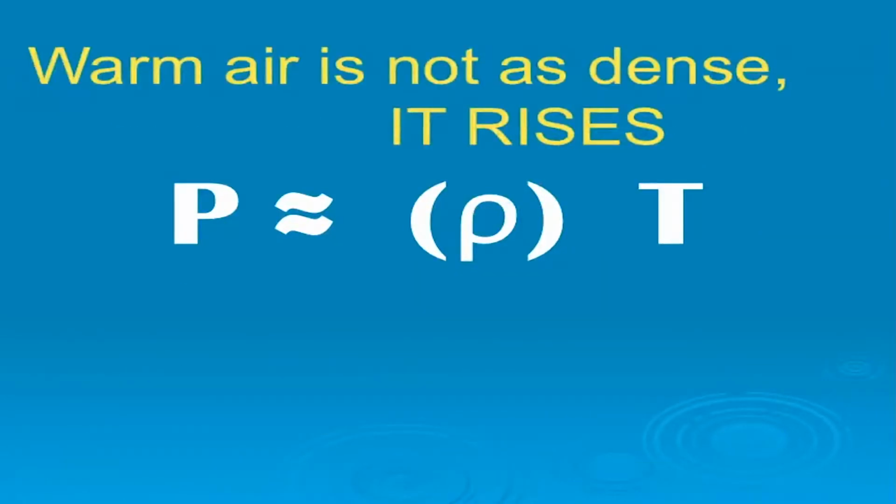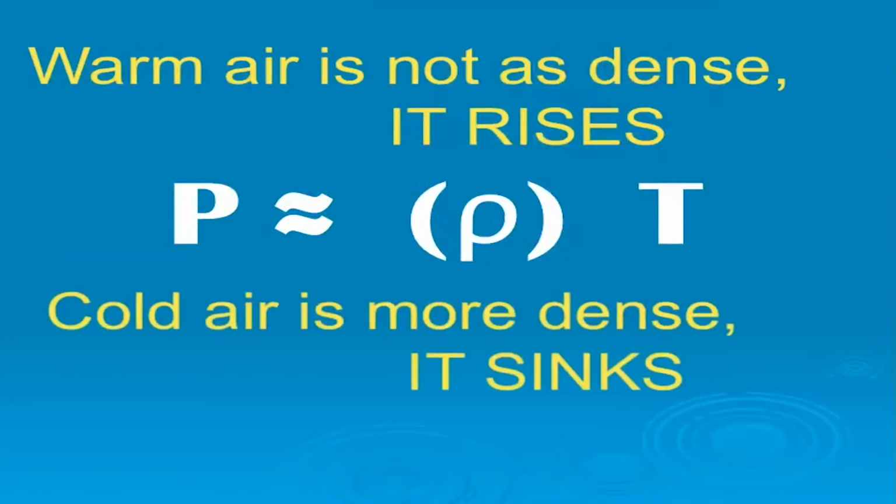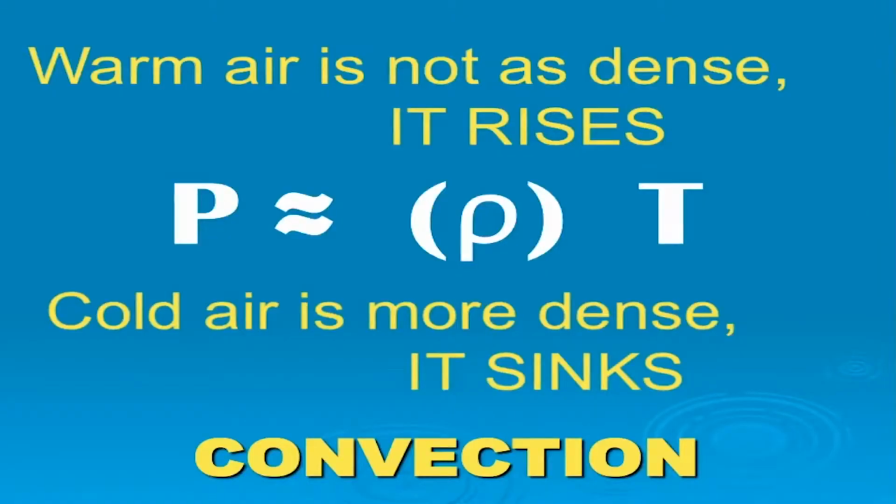So this is important because warmer air then becomes not as dense. Therefore, if you remember from the last video, it wants to rise. Things with lower density tend to float. And on the other side, colder air becomes more dense, so it wants to sink. This is going to cause the air to move around. And we know what that's called. That's called convection. I can show that to you in one of my favorite little demonstrations.